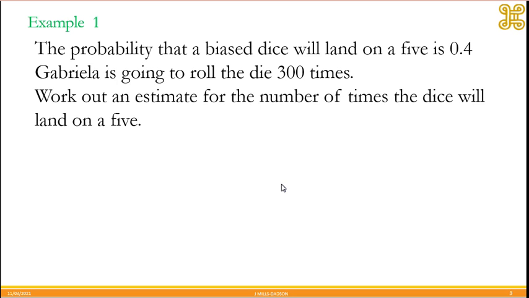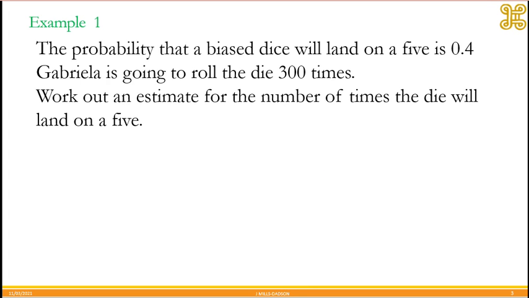Now let's look at example 1. The probability that a biased dice lands on 5 is 0.4. Gabriella is going to roll the die 300 times. Work out an estimate for the number of times the die will land on a 5.